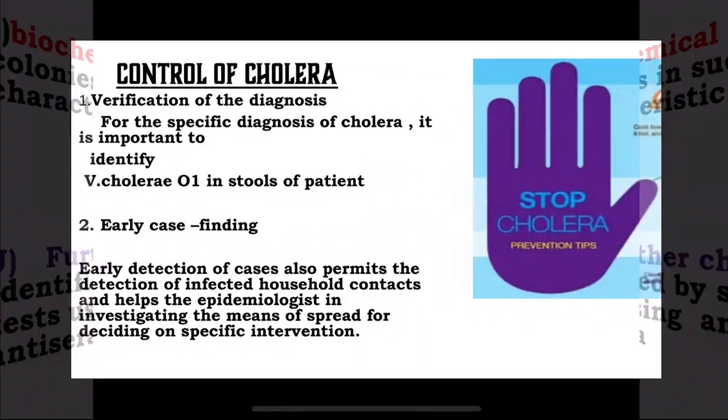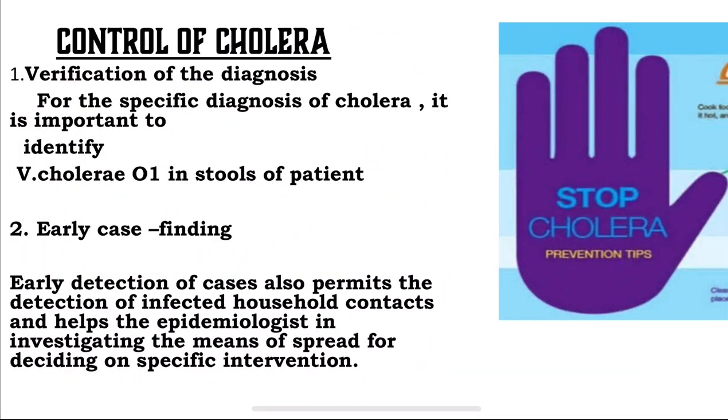And then we are verifying the diagnosis of cholera. For the specimen diagnosis of cholera, it is important to identify whether it is Vibrio cholerae O1 in the stools of the patient. Okay, we are identifying the Vibrio cholerae through the stool specimen.